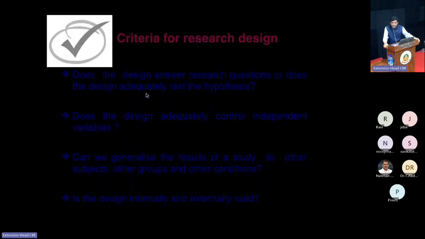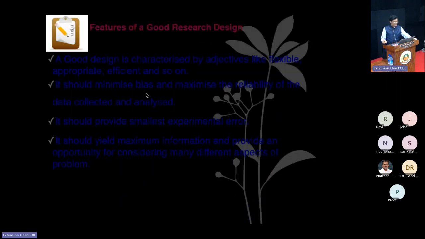That is the purpose. How should it look? Does the design answer the research questions? Framing the research question is a Herculean task, and after framing it, does your research design answer that question? Does it adequately test the hypothesis? Why do we have to test the hypothesis? What is a hypothesis? It is not only tentative, it is a conjectural statement. It connects two or more variables or concepts, and that relationship, whether positive or negative, significant or insignificant, valid or invalid, is proved by the research. We have some more criteria and features of a good research design.